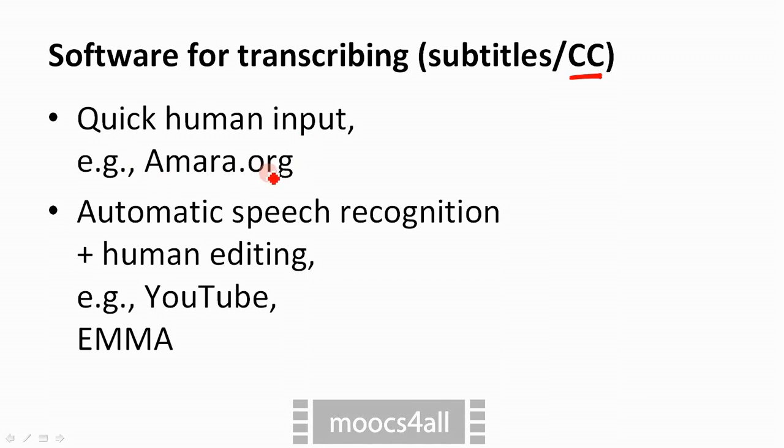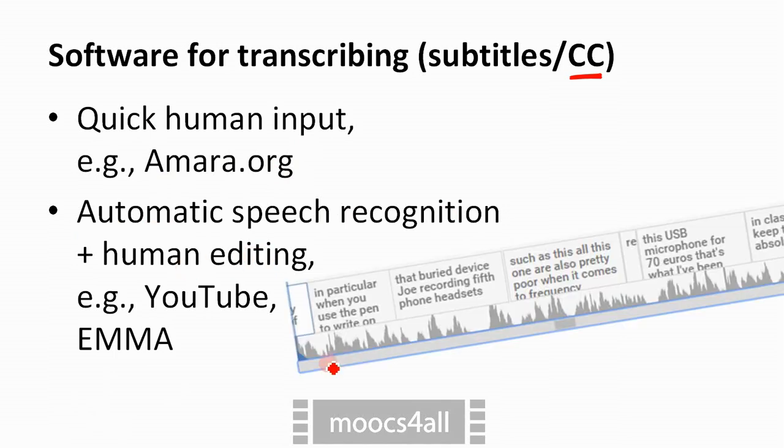That's one option. An option that becomes more and more interesting is automatic speech recognition, with a human correcting the errors afterwards. This is, for instance, the current result of YouTube's speech recognition. So mostly this looks okay, but in some cases you really get strange results that you have to correct by hand. Emma, the European Multiple MOOC aggregator, also works on automatic speech recognition.